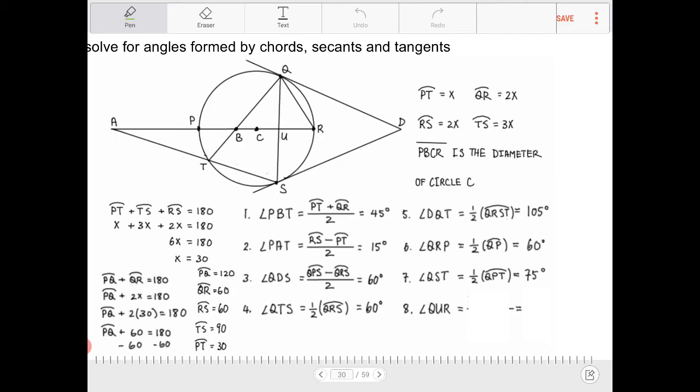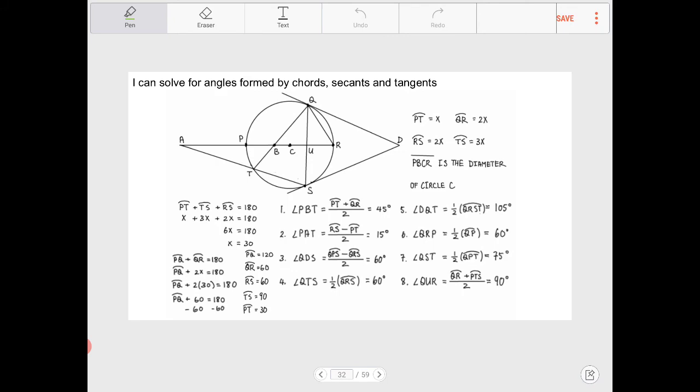And angle QUR, QUR is this angle right here. This is going to be the average of arc PTS and arc QR, which is going to be 90 degrees.